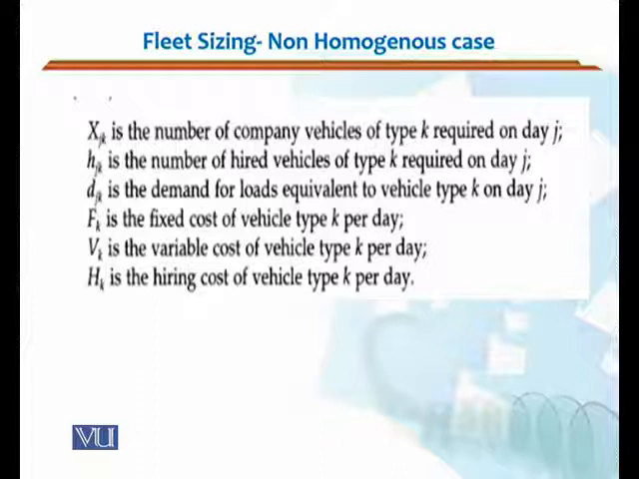Big F_k is the fixed cost of a vehicle type k per day, whereas V_k is the variable cost of vehicle type k per day, and H_k is the hiring cost per day of vehicle type k. So small h_jk represents the number of hired vehicles of type k for a day j, whereas big H_k is the hiring cost. So h_jk represents a number, big H represents the hiring cost.